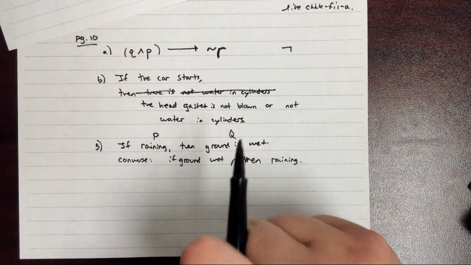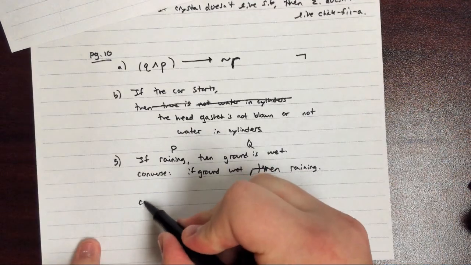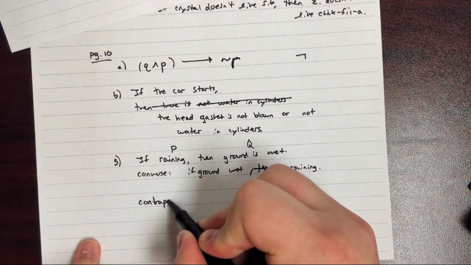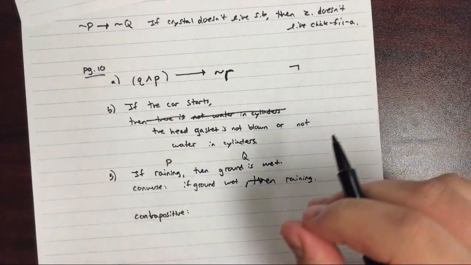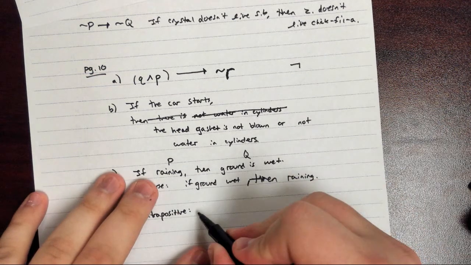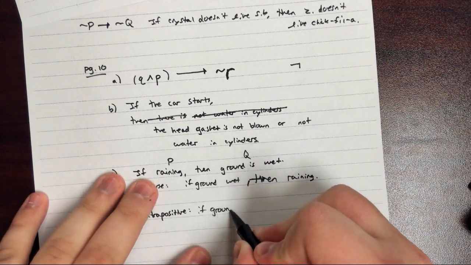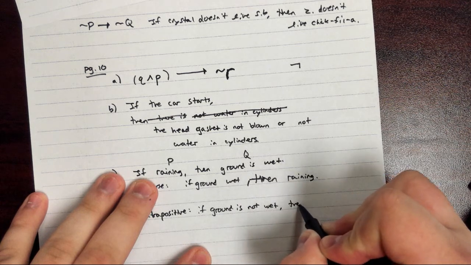What's the next part? The contrapositive of the statement. So the converse is if the ground is wet, then it's raining. So what would the contrapositive be? The ground is not wet, and it's not raining. Right. Yeah, ground is not wet, and it's not raining.